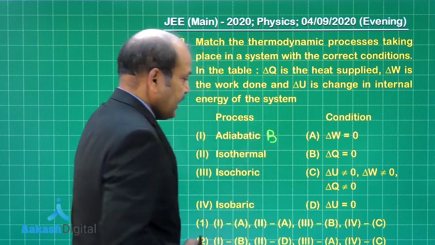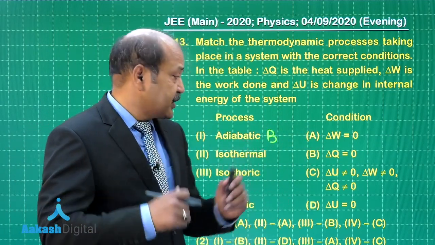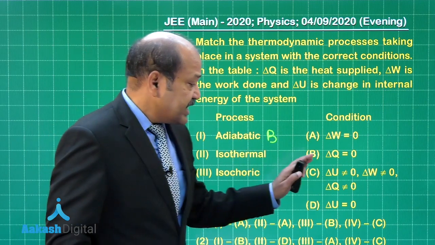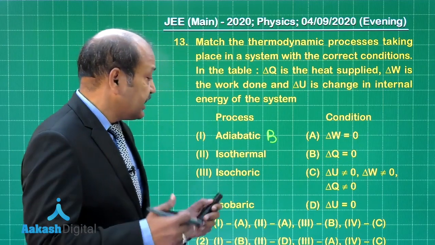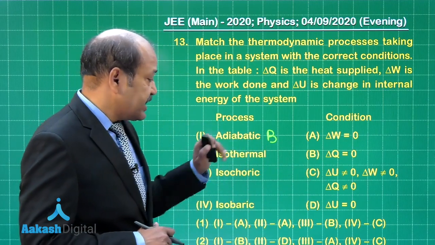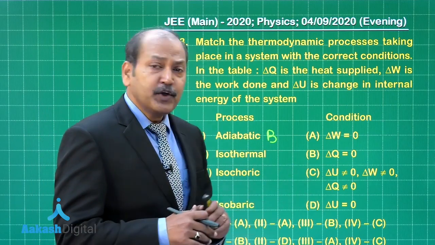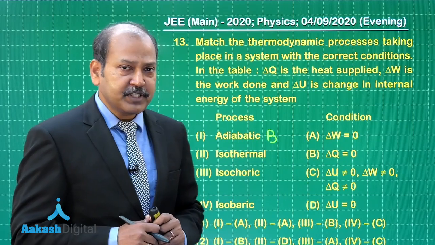correct match, and other entries do not really match because delta W we can't say is 0. Similarly, we can't say delta U, delta W and delta Q, in fact all three are non-zero. That means C cannot be a correct match for adiabatic process, and delta U is 0 is also not a correct match for the adiabatic process.